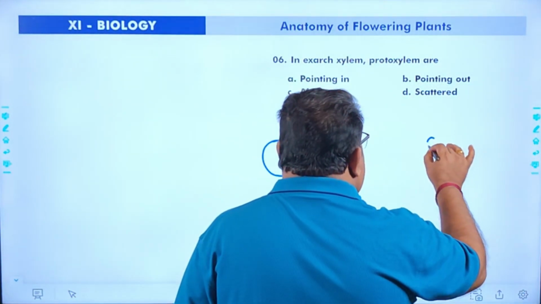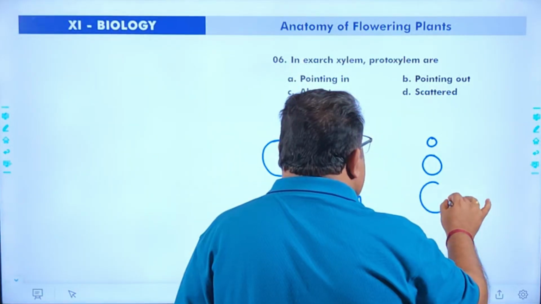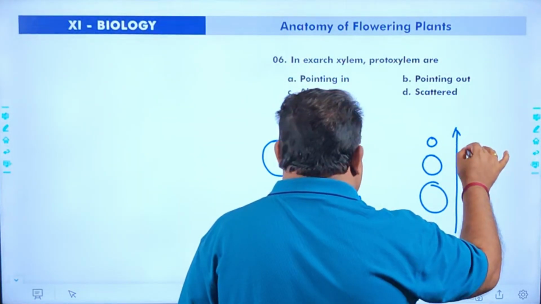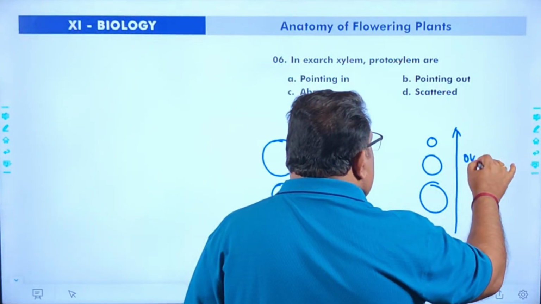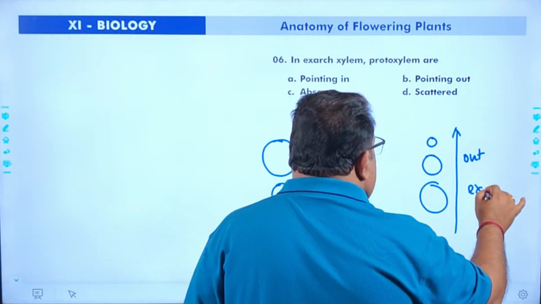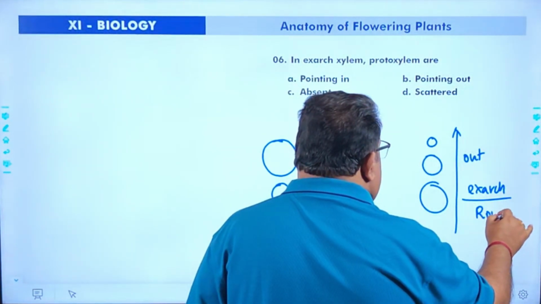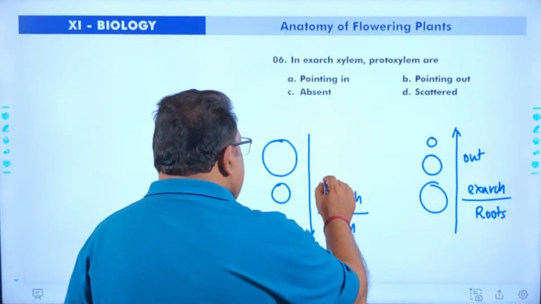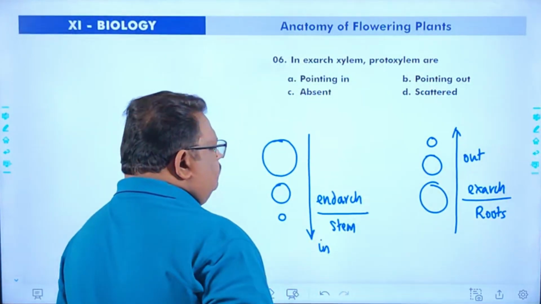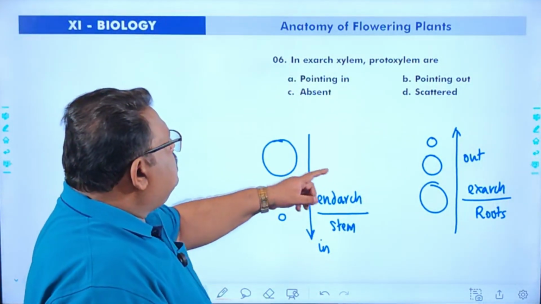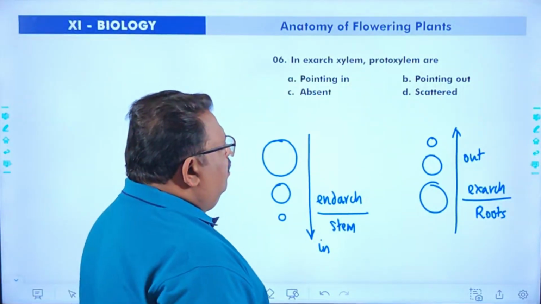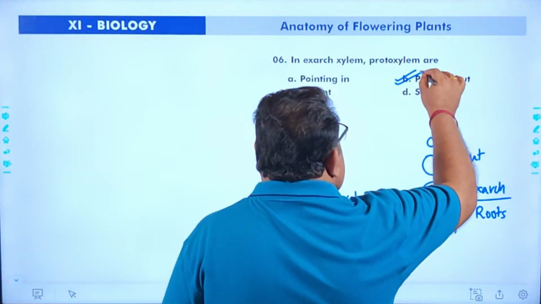When the protoxylem is pointing out, it is called exarch xylem. Exarch xylem is a characteristic feature of roots. This is pointing in, the endarch condition. In exarch xylem, the protoxylem are pointing out.